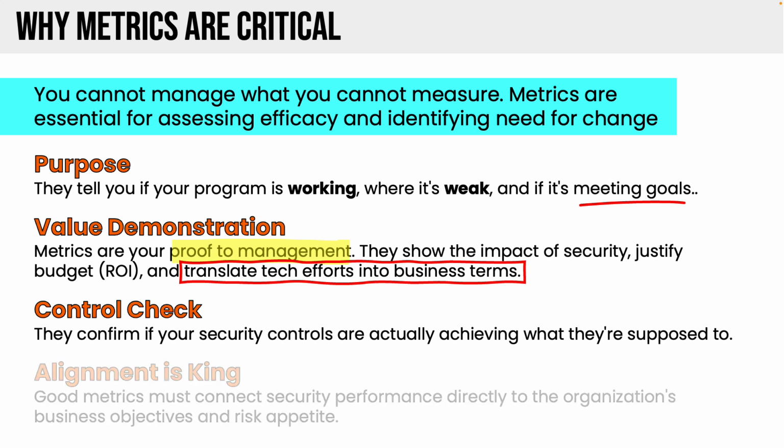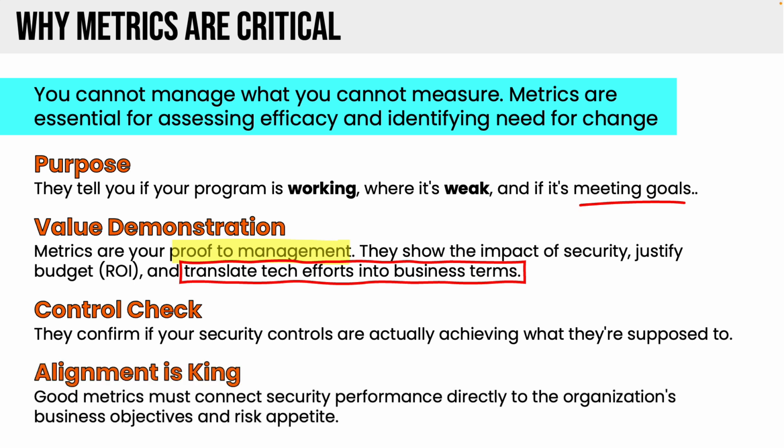And remember, business alignment is key. Good metrics have to connect security performance directly to the organization's business objectives and risk appetite. Our leaders are thinking about core business functions, so they want to know that the money they are spending on security translates to delivering our core business functions more reliably and more securely. They're totally focused on business objectives. That's why you hear this so much in the CISM content. And we're always aligning to the organization's risk appetite.